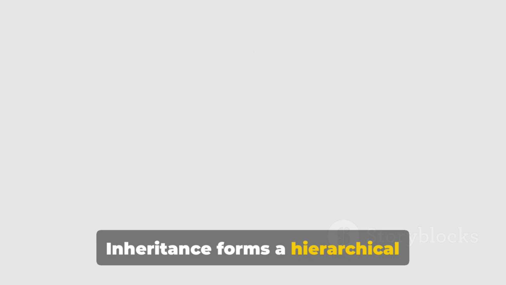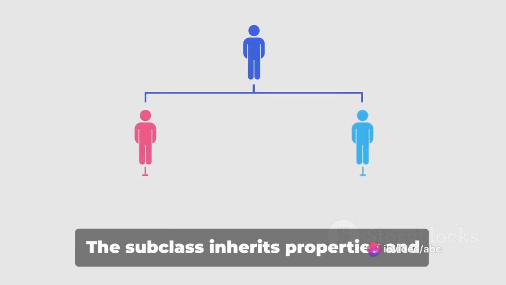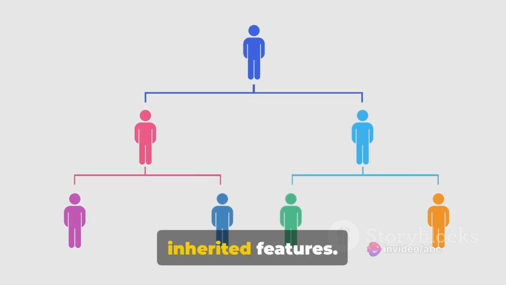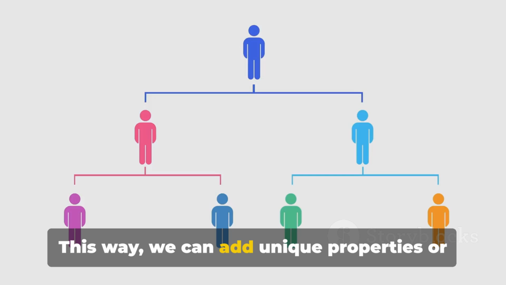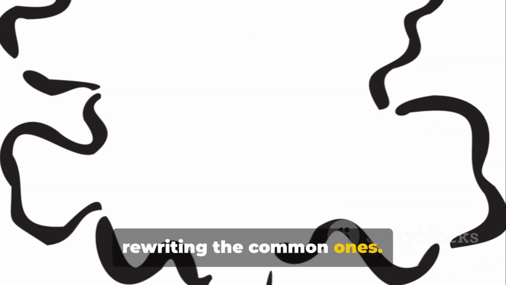Inheritance forms a hierarchical relationship between classes. We have a superclass or base class and a subclass or derived class. The subclass inherits properties and methods from the superclass. It can also extend or override the inherited features. This way, we can add unique properties or behaviors to different characters without rewriting the common ones.